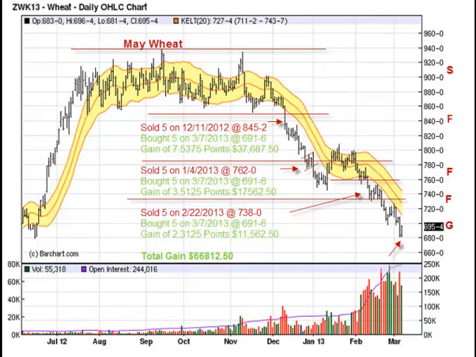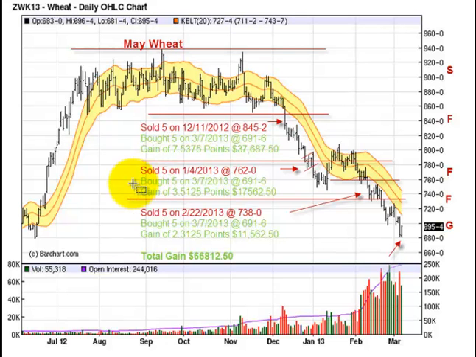And now let me review the events that took place. Okay, we had a large channel. The channel was hitting against resistance and support. It finally broke down and was bearish. And we sold 5 contracts on 12/11 of 2012 at 8.45 and a quarter. We bought them back on 3/7 of 2013 at 6.91 and 3/4. Our gain was 7.5375 points for a profit of $37,687.50.